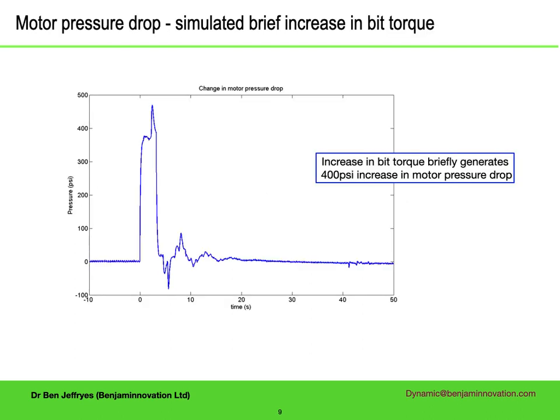Let's look at a simulation. This is the change in downhole pressure drop across the motor generated by a short-lived increase in bit torque. I haven't plotted the torque increase, but it was a sudden increase at 0 seconds, and then going back down again a few seconds later. The change in pressure across the motor is about 400 psi.